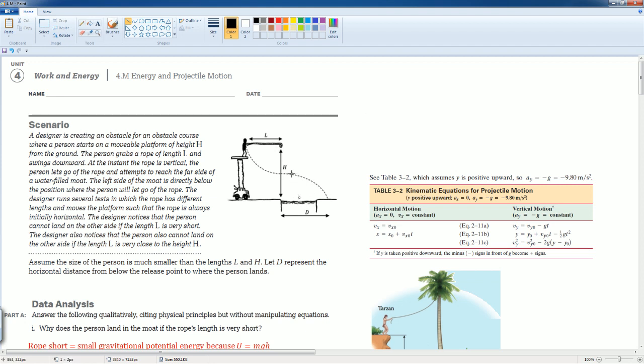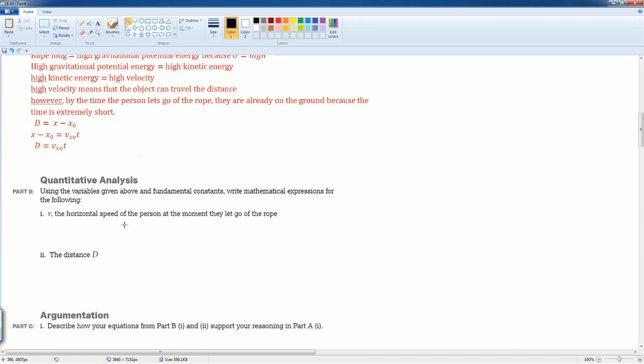Right? If it's too short, he falls in the moat. If it's too long, he still falls in the moat. Why? Let's take a look at the math.